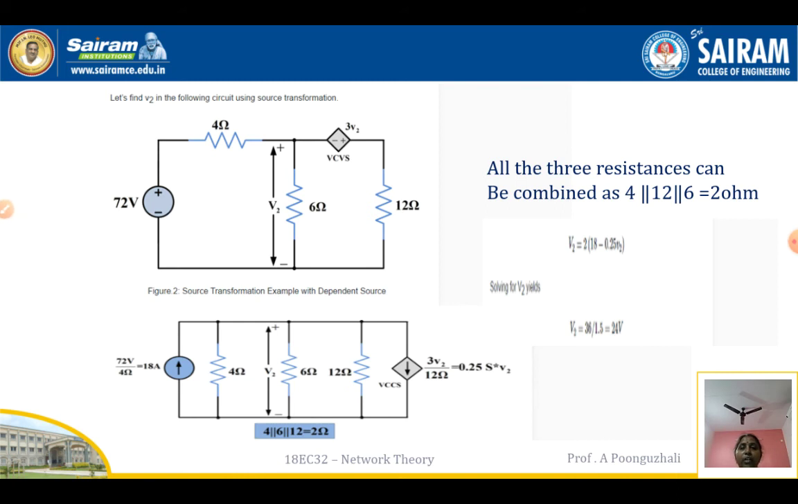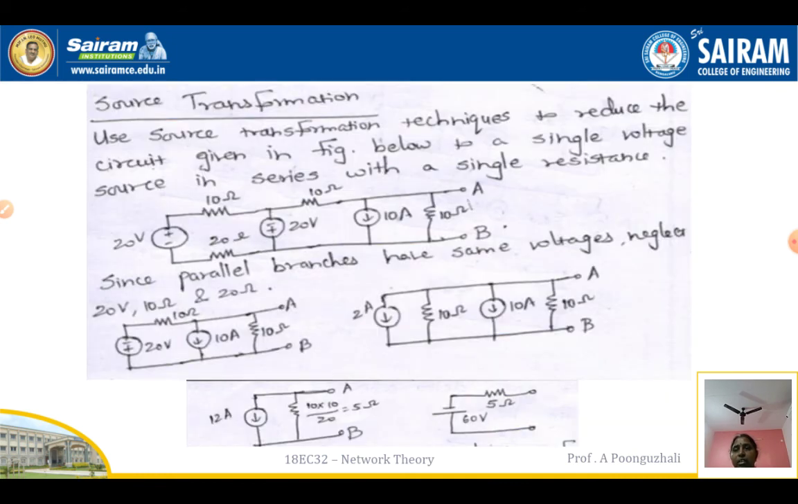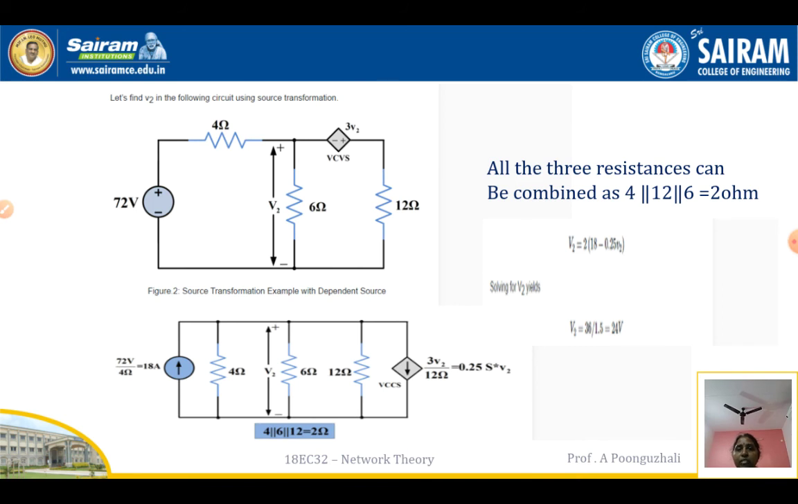Here we are going to find your V2 in the following circuit. You are going to have voltage dependent sources there. Here your 72 volts source, I am going to convert it to a current source: 72 by 4 is 18 amps in parallel with your 4 ohm resistor, 6 ohm. This time again I am going to convert it to a current source, 3V2 divided by 12 ohms. In this case your plus is facing downwards, so your current direction should also be downwards.